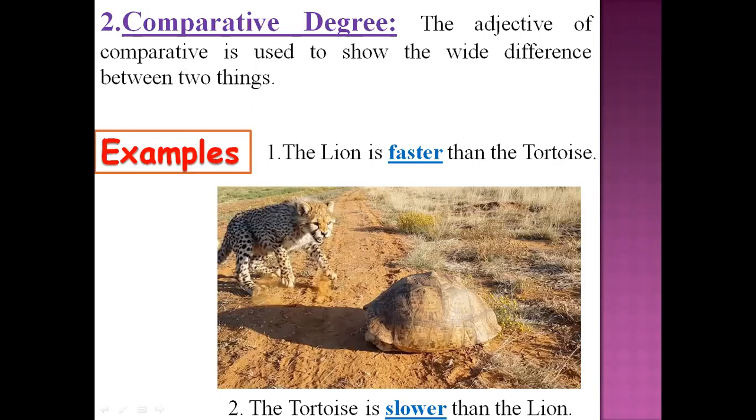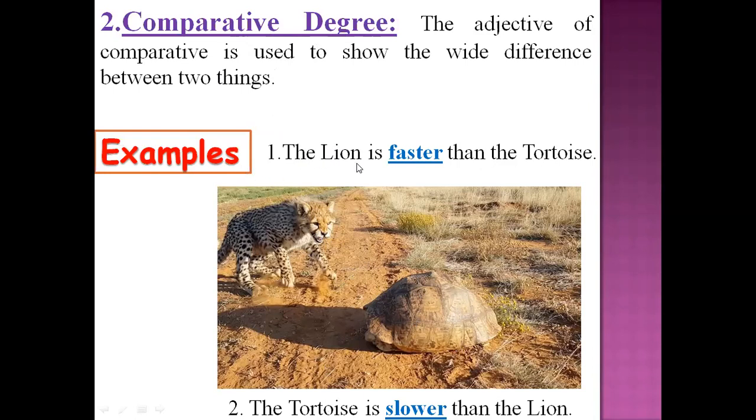Now, the second kind of degrees of comparison is called comparative degree. The adjective of comparative is used to show the wide differences between two things. If we want to compare any two things with wide differences, we use the comparative degree. But positive degree means there is no comparison, only equal status. But in comparative degree, remember that it is used to show the wide differences between any two things. Now I want to include examples here.